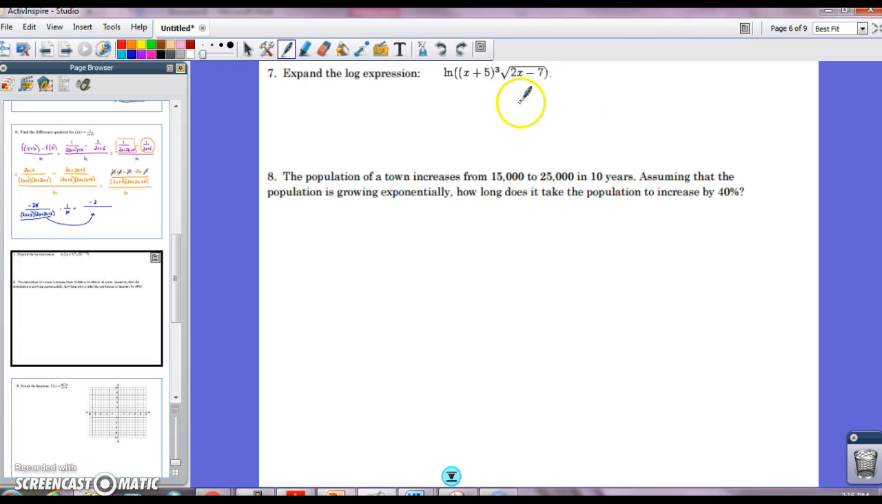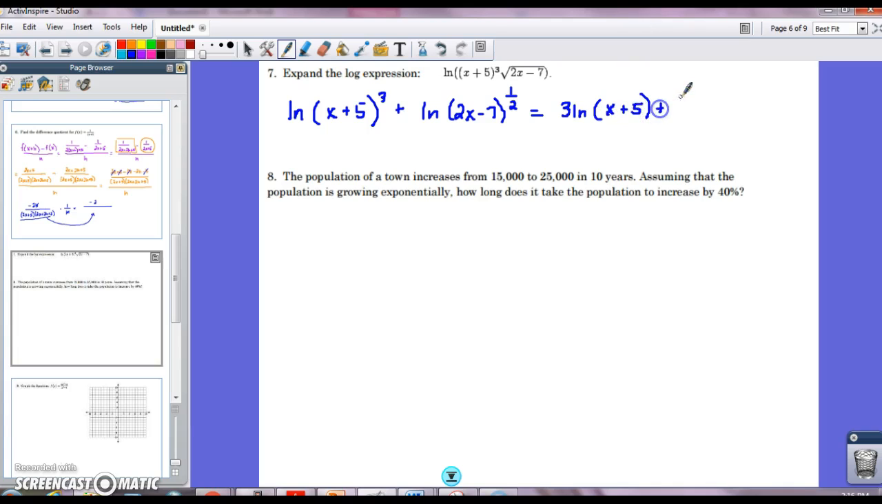Okay, this next problem, number 7, should be relatively easy since we just pretty much did this unit. We have to expand this out, so we've got a couple of rules we have to go through here. We have the product rule, x plus 5 to the third plus ln of 2x minus 7. I'm rewriting this to the 1/2 power. Remember, the square root is just the 1/2 power. And then if I use my power rule, 3 ln of x plus 5 plus 1/2 ln of 2x minus 7, and that's all expanded out.